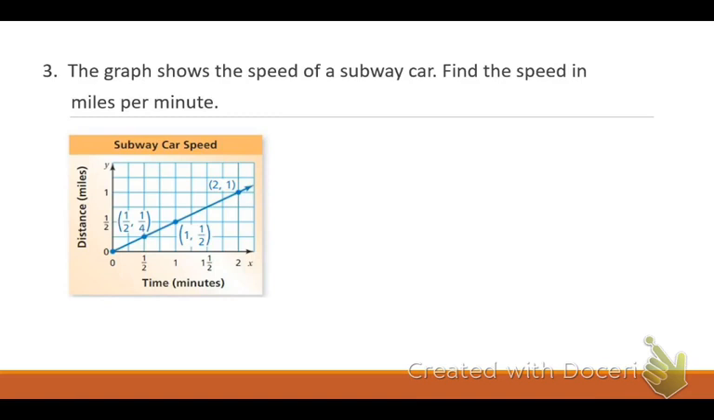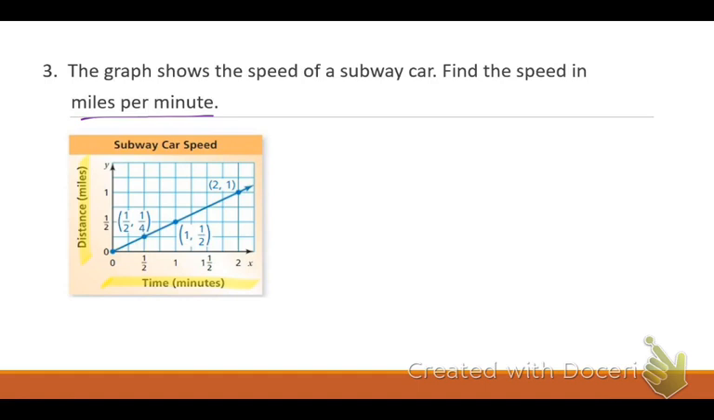Now we're going to give these values categories. Let's read the question. It says the graph shows the speed of a subway car. Find the speed in miles per minute. This is important, what it's asking us for. Let's look at our x values. Remember, x is my horizontal axis. What is the category for x? Time in minutes. What is the category for y? Distance in miles.